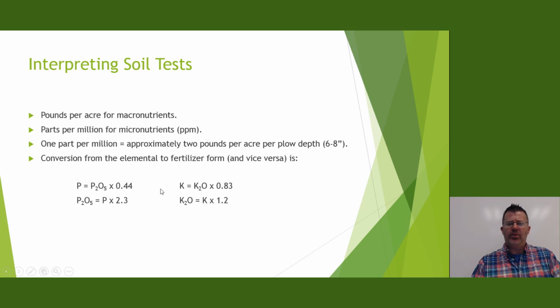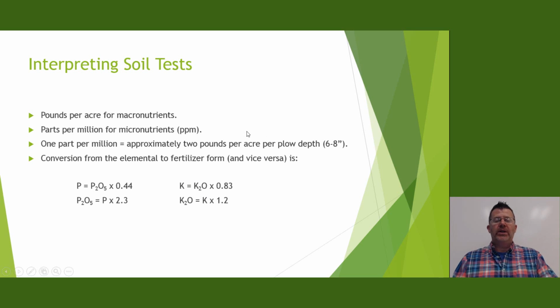We're going to see some examples. And then if we need to go back from the fertilizer form back, my apologies, I did this vice versa. Here we have the element form is equivalent to the superphosphate times 0.44. Superphosphate is equivalent to the phosphorus element form times 2.3. Same thing with potassium. Potassium is equivalent to the fertilizer form times 0.83, and then the fertilizer form is equivalent to the element form times 1.2.